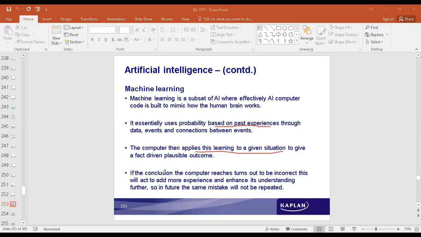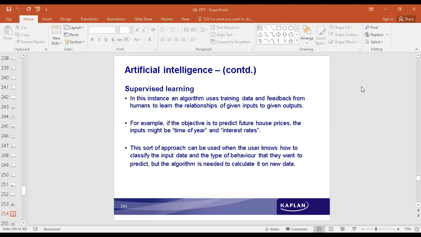Okay. If the conclusion the computer reaches turns out to be incorrect, and it is not applicable in that particular situation, it will be considered as a new learning, and then it approaches in another way. When it turns out to be incorrect, this adds more experience and enhances its understanding further. So in future, the same mistake will not be repeated. That is machine learning. So there are four different types of artificial intelligence. First one is machine learning. Second one is supervised learning. So let's continue from here and learn that in detail. Okay.